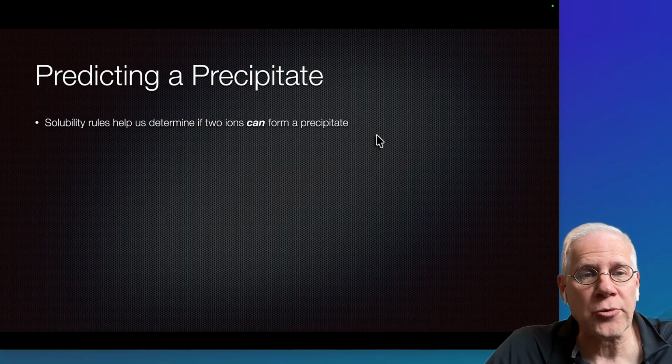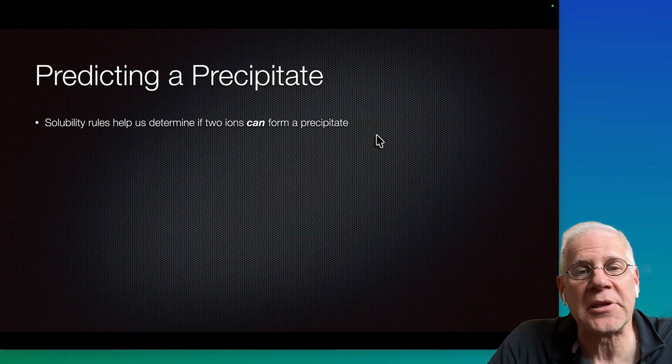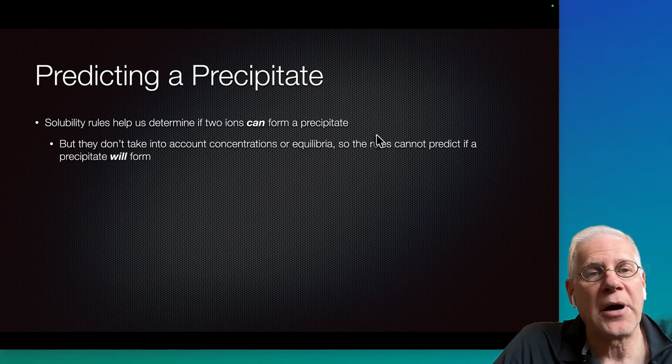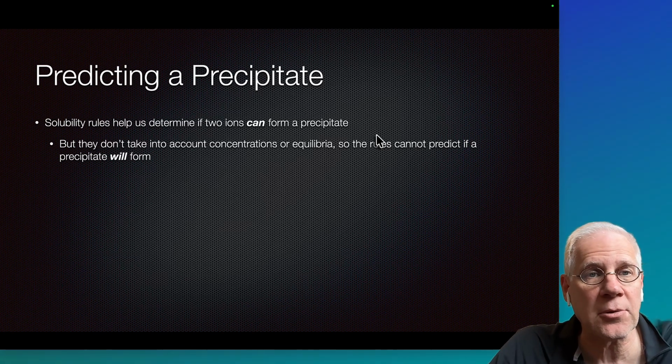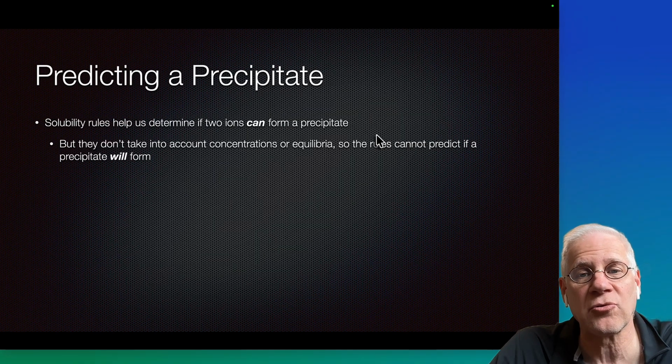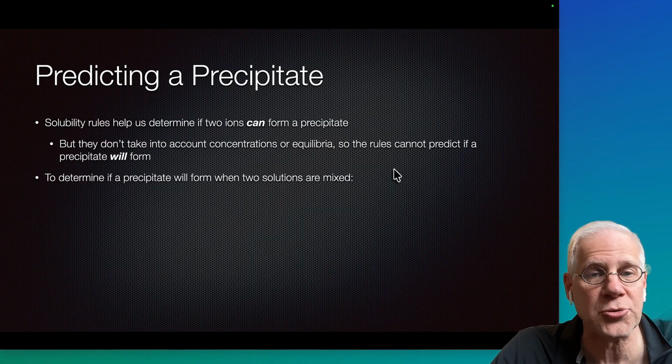Now, solubility rules help us determine if it's possible for two ions to form a precipitate. All those tell us is, will they come together and have the ability to form a precipitate? But those rules do not take into account concentrations or any of the other equilibria that might be taking place inside the solution. So the rules cannot predict if a precipitate will absolutely form for a given set of conditions, just that two ions can come together and form a precipitate. That's all those rules are able to do.